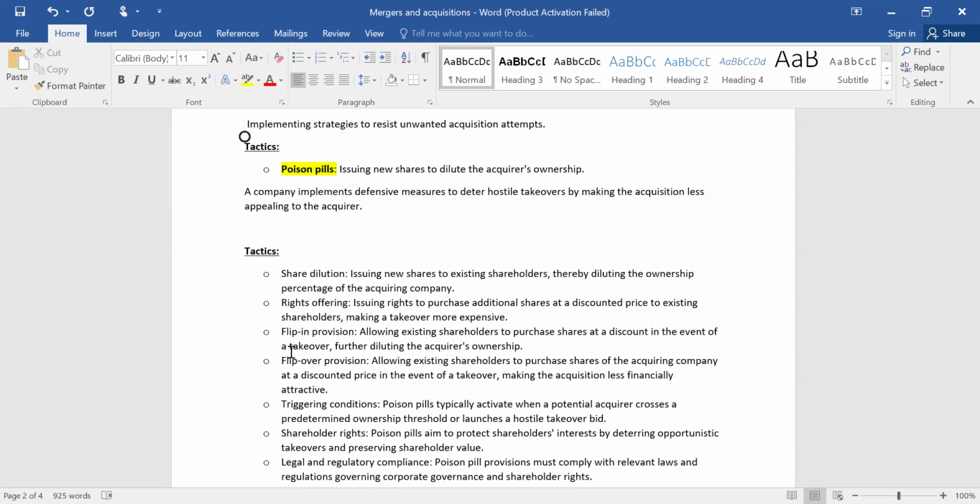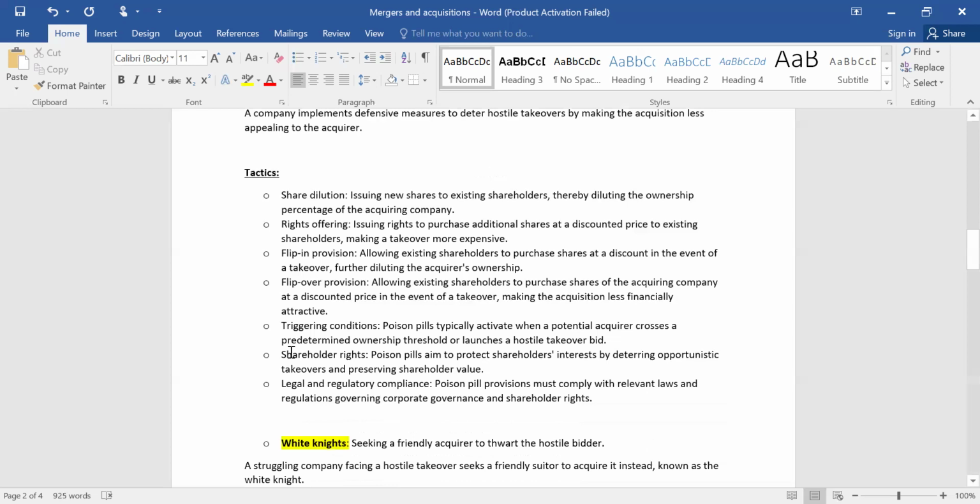Another one tumesema is share dilution. So you issue new shares to existing shareholders by diluting the ownership percentage of the acquiring company. And then kuna naitwa rights offering. Rights offering is unajua mambo na rights issue. So you issue rights to purchase additional shares at a discounted price to existing shareholders.